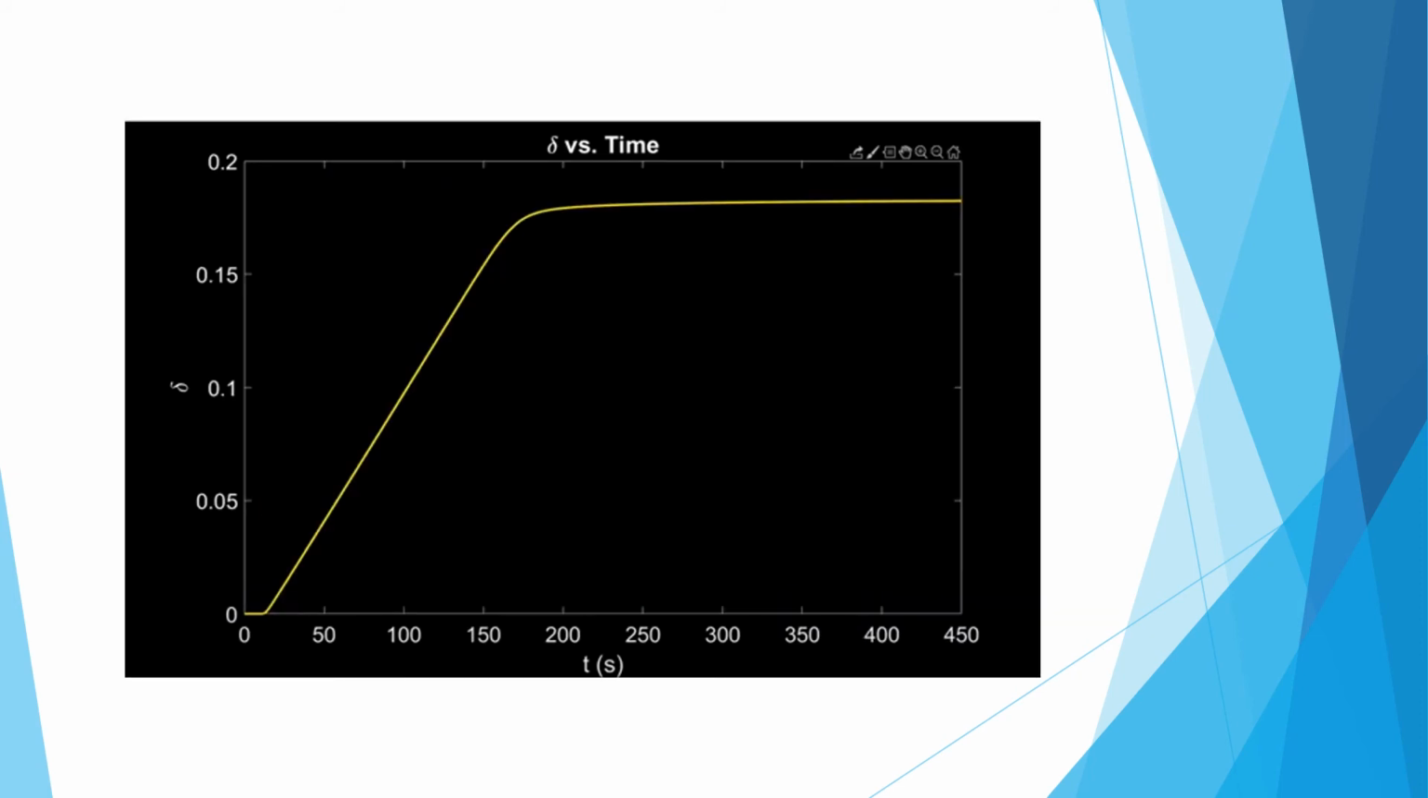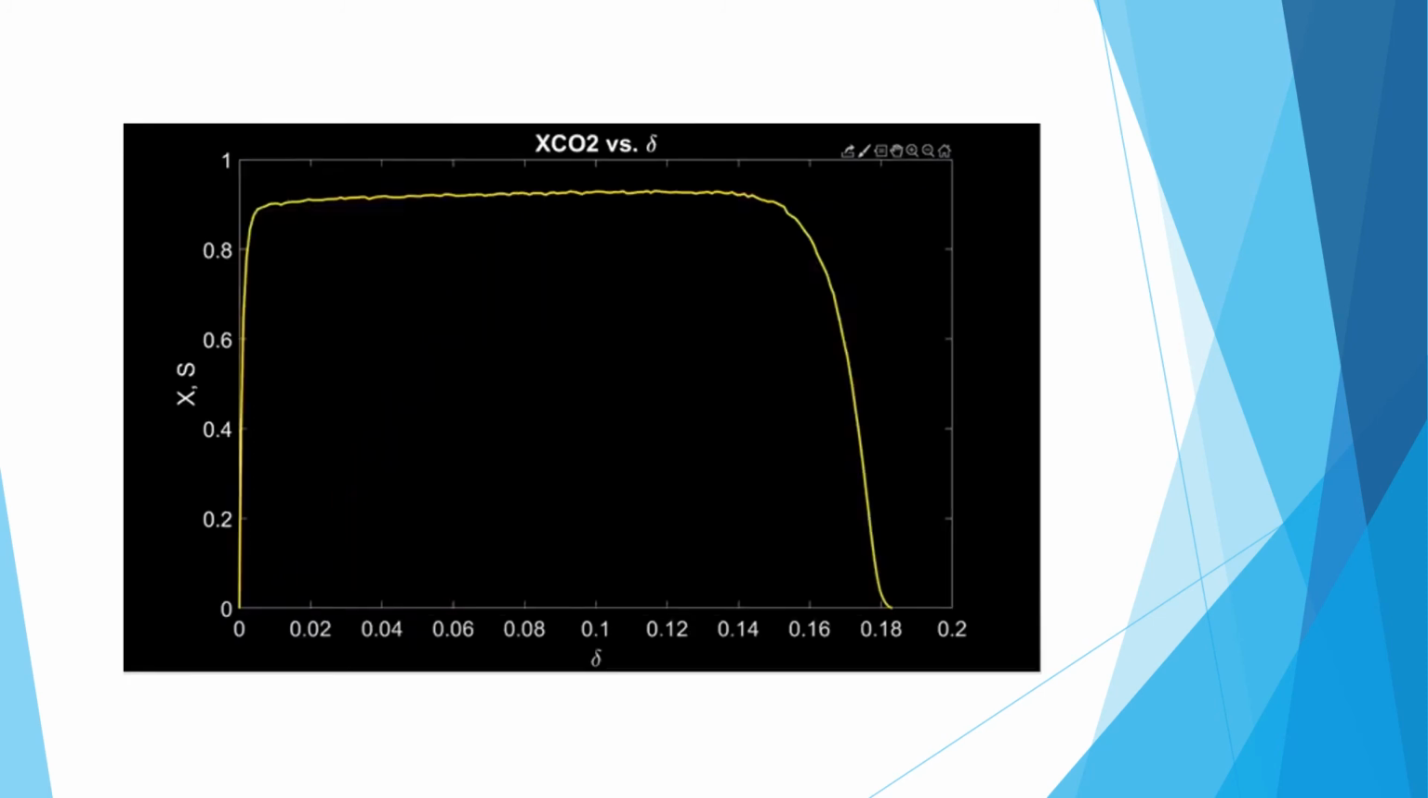Second plot is delta versus time, and we can see that it quickly increases at around 10 seconds and then eventually maxes out at a time of 175 seconds. The last plot is XCO2 versus delta, and we can see that it is basically constant the whole time and then drops off at a delta value of 0.18.